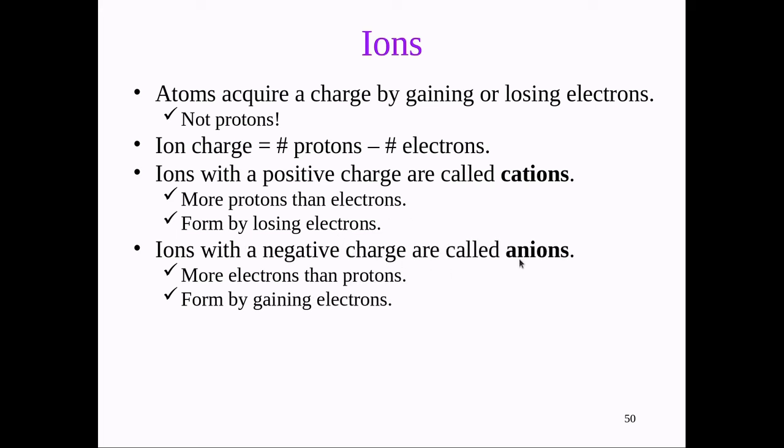Ions with a negative charge are called anions, which I remember as "not the cations." And that's where we have more electrons than protons. So this term is larger, giving us a net negative charge. And this is going to be formed when we gain electrons.